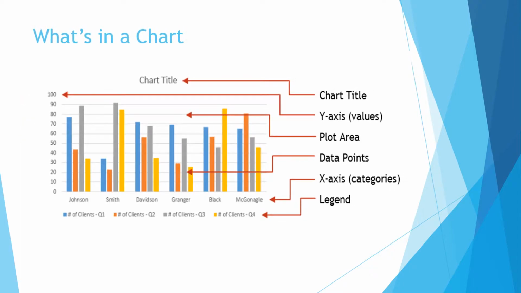This is a chart and these are the common elements that are shown in it. Every chart could have a title that you can put in yourself. They will often have an X and Y axis if it's a bar chart of this type. The Y axis goes vertically and the X axis goes across.